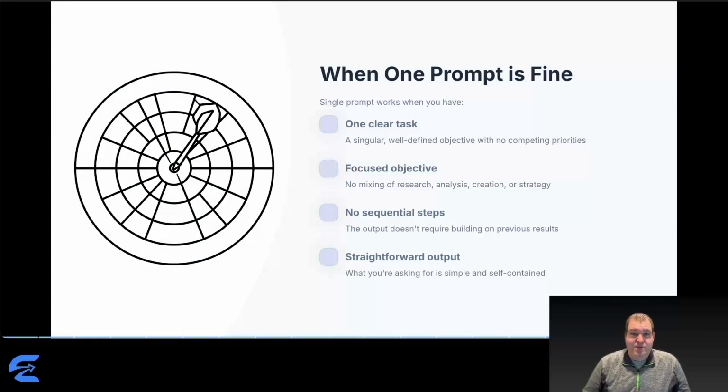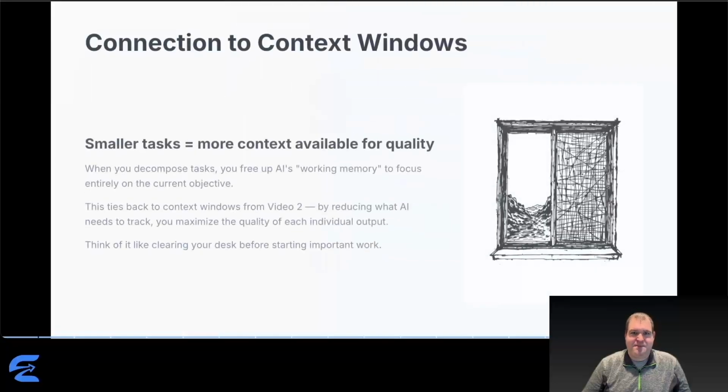Now, when a single prompt is totally fine, when you have one clear task with a focused objective, no sequential steps required, and straightforward output, write a professional email declining this invitation. That's one thing. No need to break it down. Categorize these customer complaints by topic. One clear task. Run it. Explain blockchain to a 10-year-old. Single objective, straightforward output. Perfect for one prompt. The key is recognizing the difference between a focused task and a complex request disguised as one question.